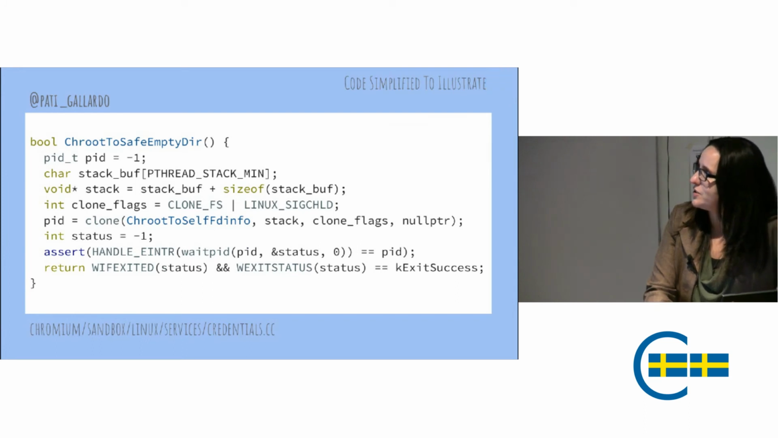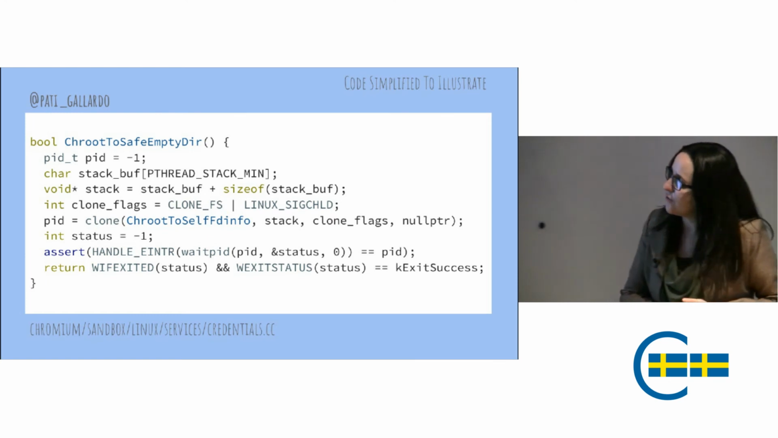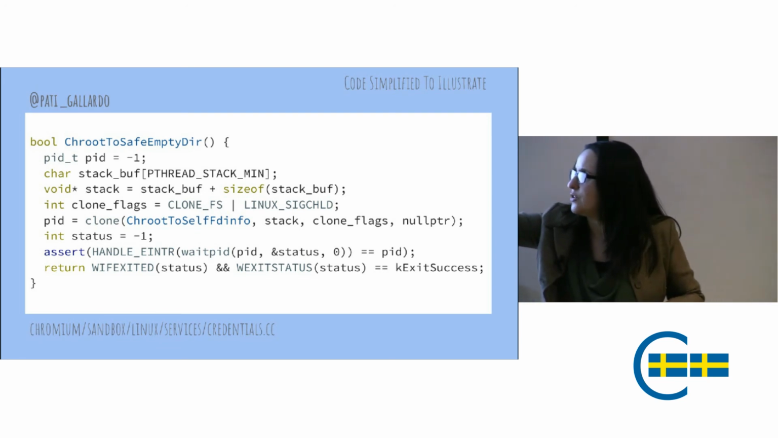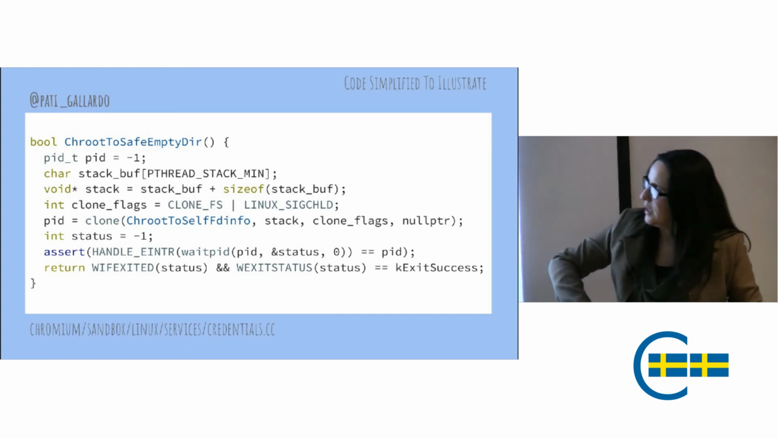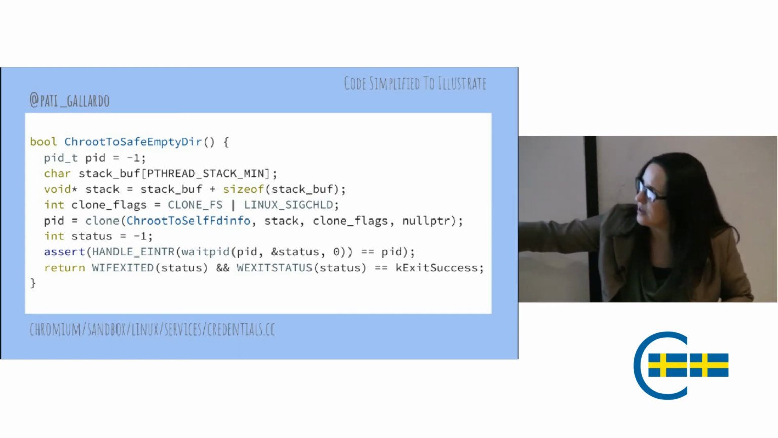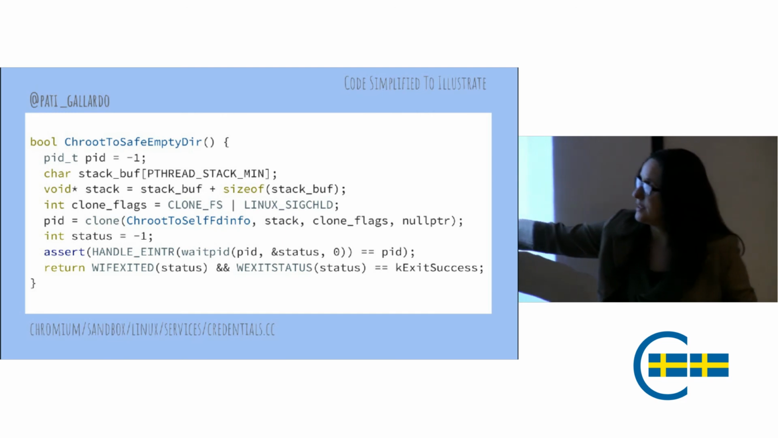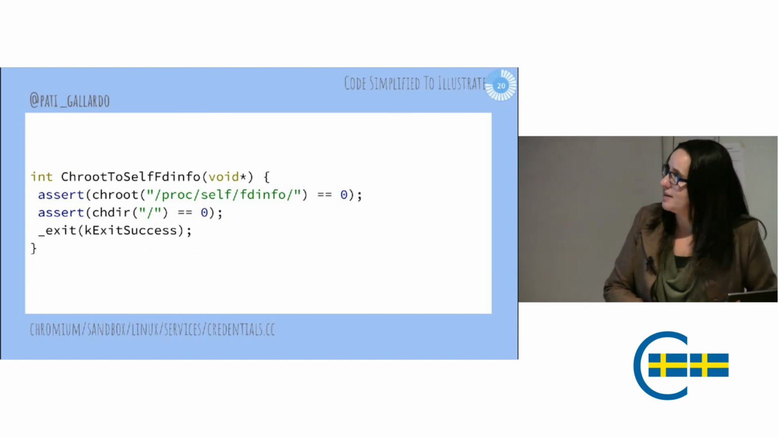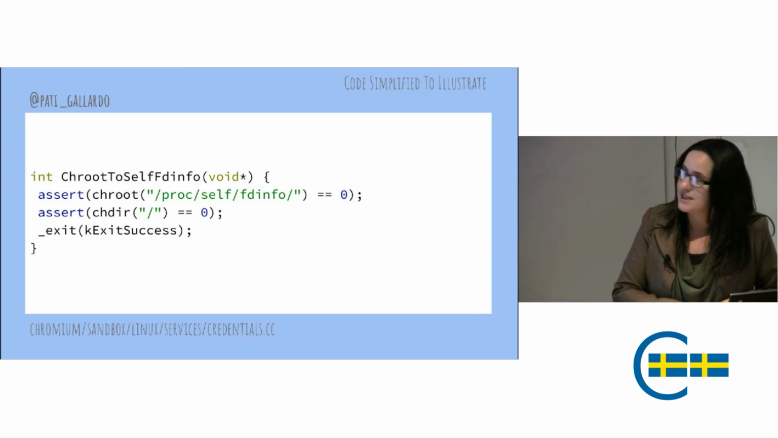Okay, so here you see the code for what I said previously. So you have a chroot to safe empty dir. Again, you have to make the stack because for clone, you have to do that. You pass in the function that you want clone to call, and you pass the clone fs flag. And then the parent will do the waitpid, because in this case, the child will call this function, so the parent can wait. And then we look in the child function, and that's what it does. It chroots to this thing, it changes the directory to /, and then it exits.